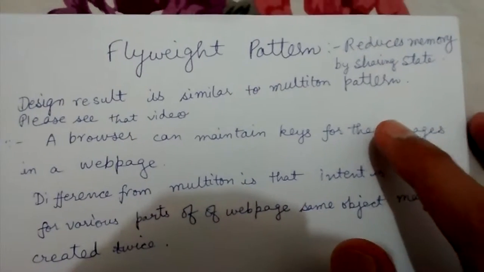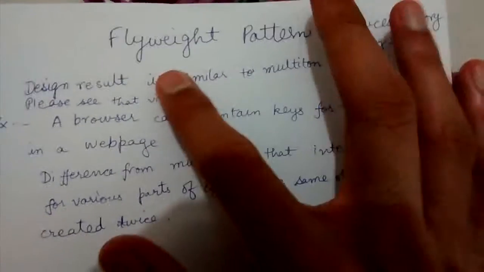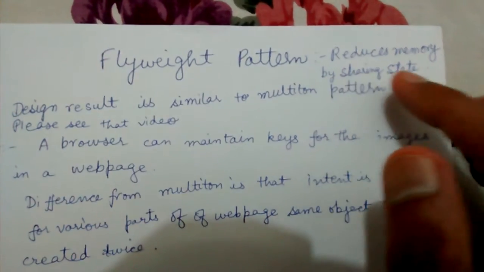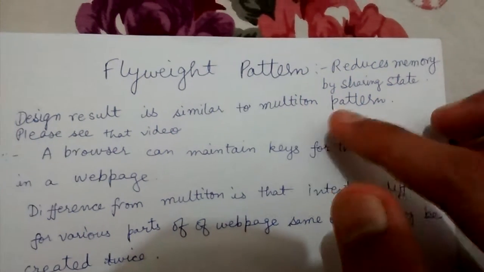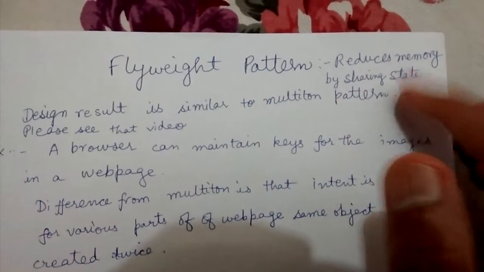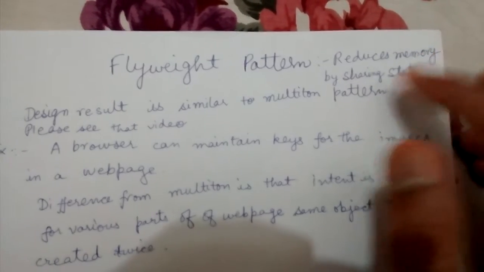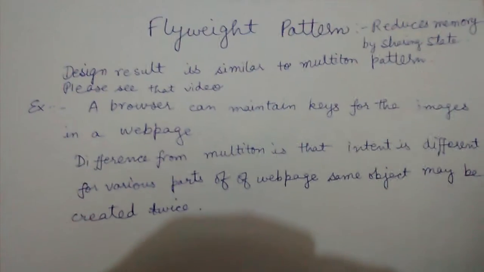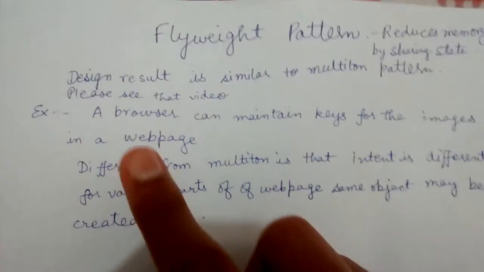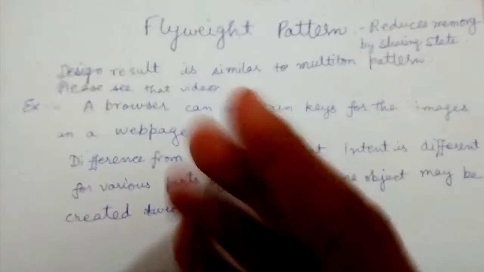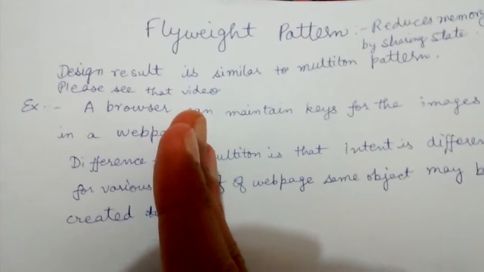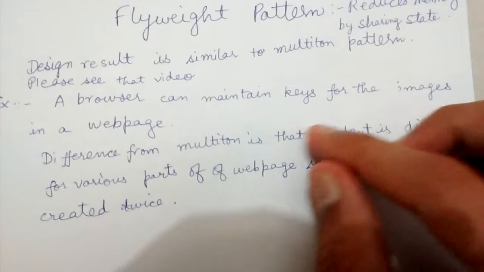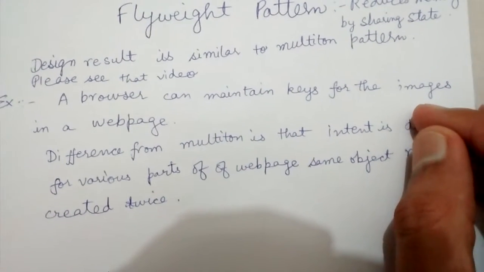Hello friends, so today we will be looking at the flyweight design pattern, which is used for reducing memory by sharing state. So you are reducing the memory footprint of your program by sharing the state. The design is similar to the multiton pattern. You have an object for every key. For example, a browser can maintain keys for the images in a web page.